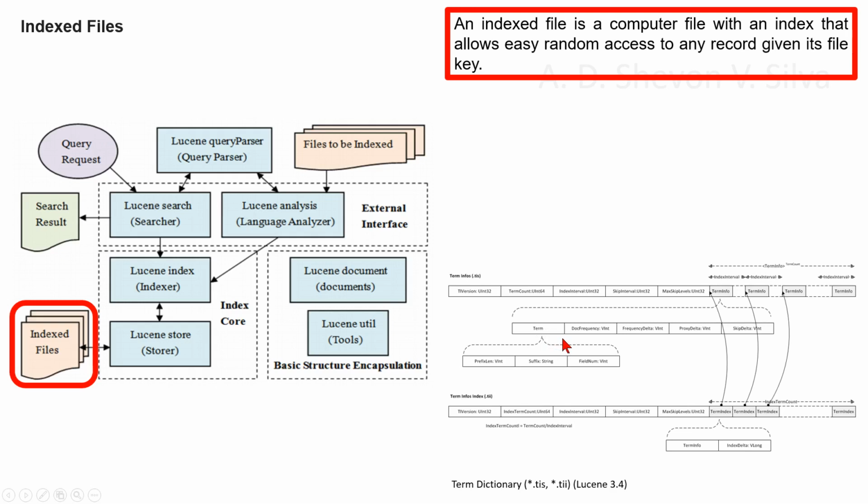Further, another data structure, the term info index, is designed to be read entirely into memory and used to provide random access to the TIS file. Other bookkeeping, skip interval, skip list and index intervals, are also tracked with the term dictionary.